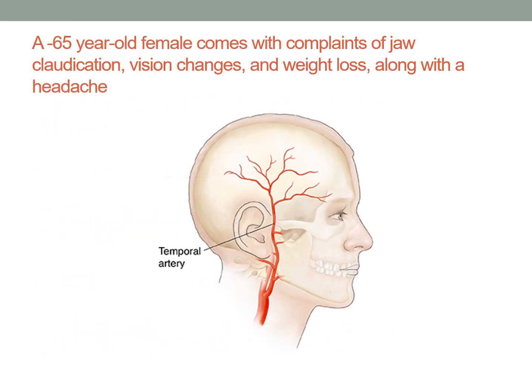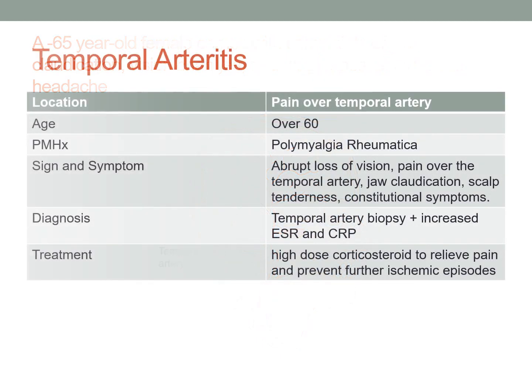A 65-year-old female comes with complaints of jaw claudication, vision changes, and weight loss, along with a headache. Temporal arteritis is a pain over the temporal artery with abrupt loss of vision. Jaw claudication, scalp tenderness, constitutional symptoms. It is associated with polymyalgia rheumatica. The diagnostic test for temporal arteritis is temporal artery biopsy. High-dose corticosteroid is given to relieve pain and to prevent further ischemic episodes.